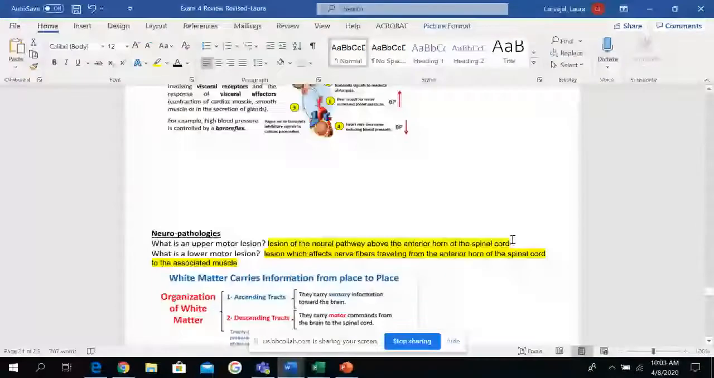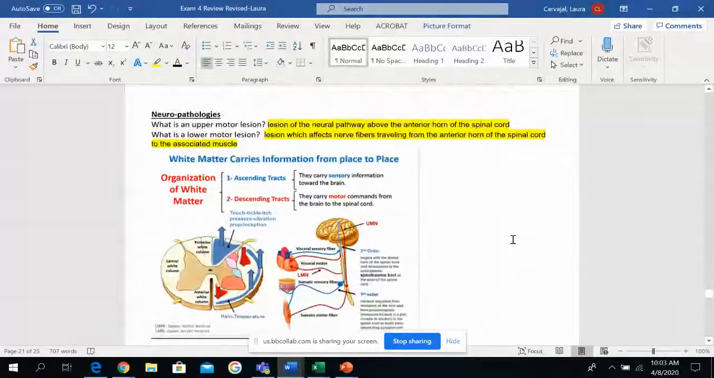Reflexes, different reflexes, neuropathologies. Okay, so we're almost done because this is the very end. So neuropathologies: what is an upper motor lesion? A lesion of the neural pathway above the anterior horn of the spinal cord. Yeah, that's pretty much it.